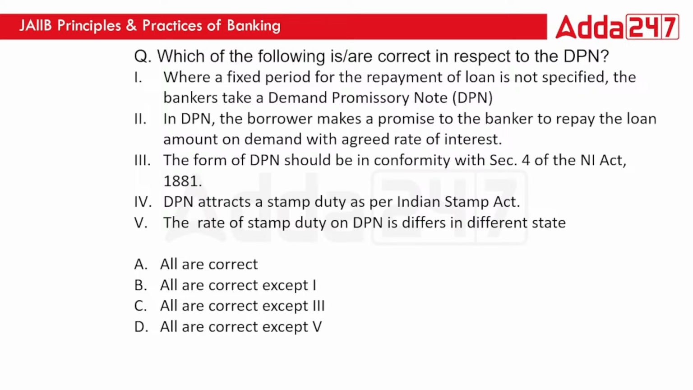Which of the following is correct in respect to DPN? DPN is demand promissory note, where a fixed period for the repayment of loan is not specified. The bankers take a demand promissory note. In DPN, the borrower makes a promise to the banker to repay the loan amount on demand with agreed rate of interest. The form of DPN should be in conformity with Section 4 of the NI Act 1881.